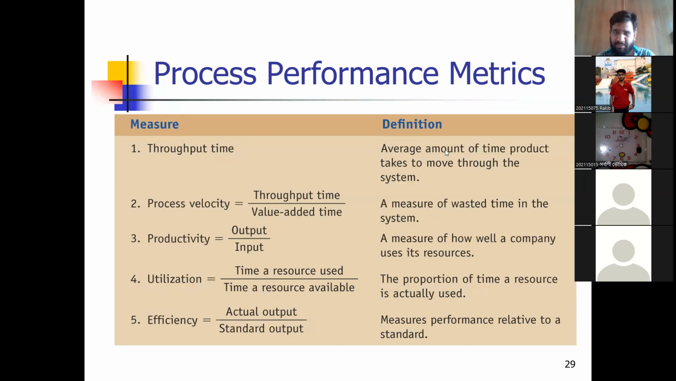Average output of time takes a measure of wasted time, velocity, a measure of how well a company uses resources. Productivity, a measure of how well a company's resources are used. Utilization, the proportion of time a resource is actually used. And efficiency means a measure of performance related to standard. There is a standard, and what is the relationship between actual performance and standard? This is known as efficiency.